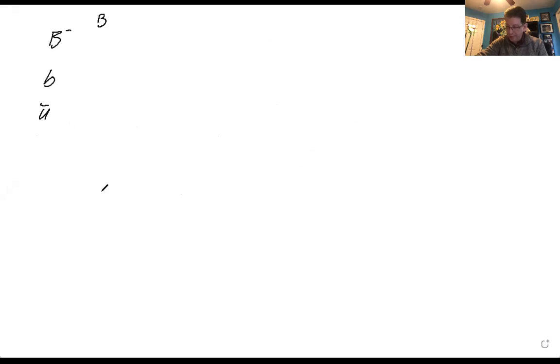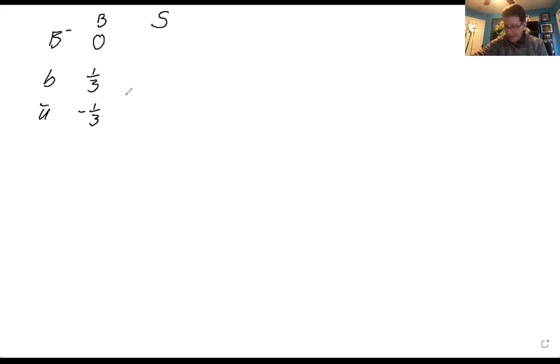So the B minus has a baryon number of 0. The bottom quark has a baryon number of 1/3. The up quark has a baryon number of 1/3, but again, it's the antiparticle, so it's negative 1/3. And so that's conserved.